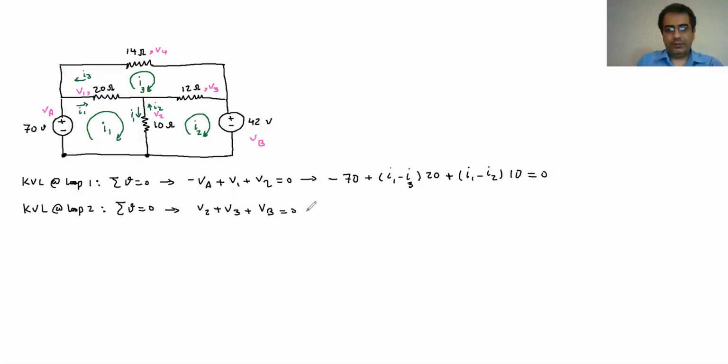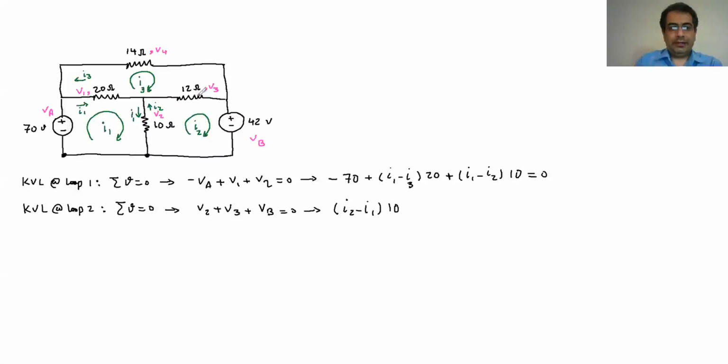is 0. So V2, the magnitude in the V2 again is going to be, now I'm rotating here in the second loop. So the direction of the I2 is the same as the direction of my rotation, and the I1 is the opposite of my rotation. So it's going to be I2 minus I1, or in simple words, inside current minus outside current times 10.